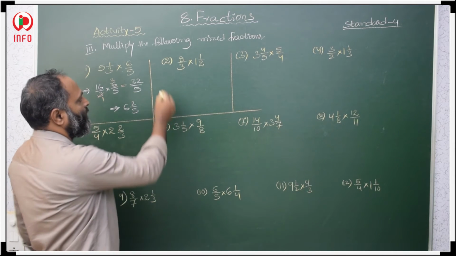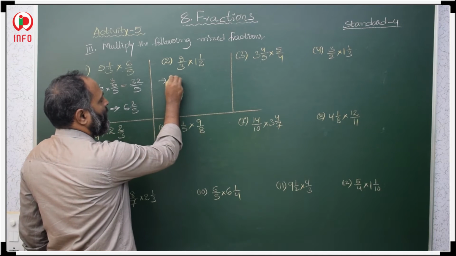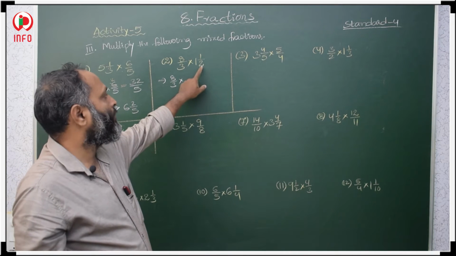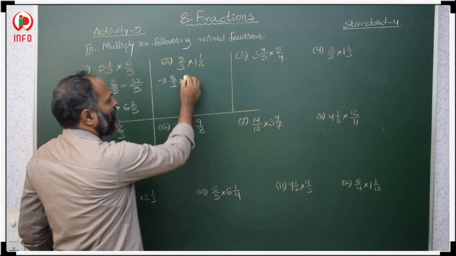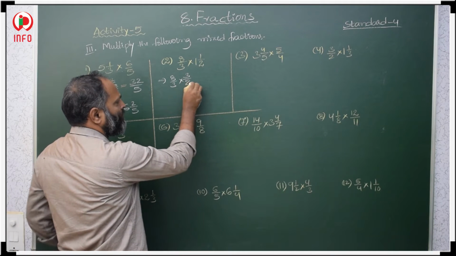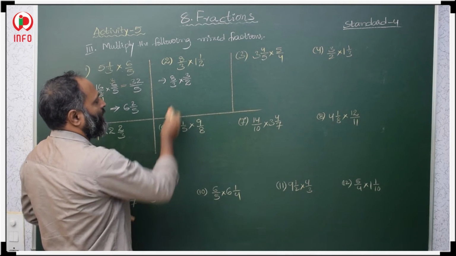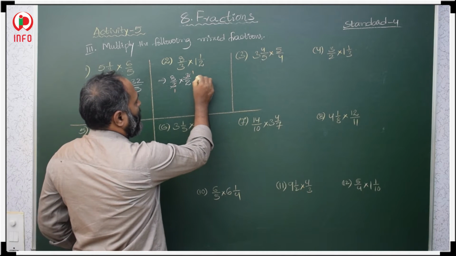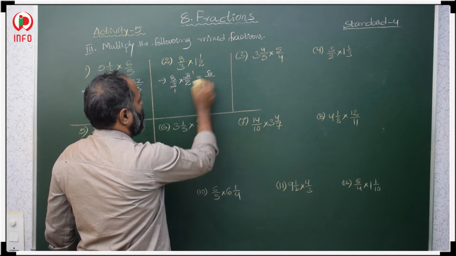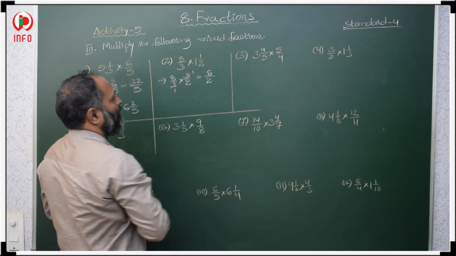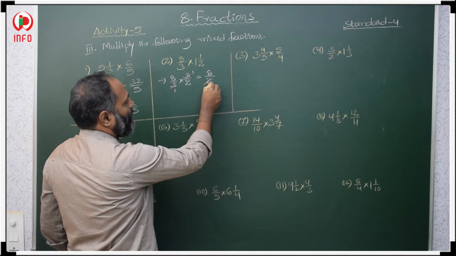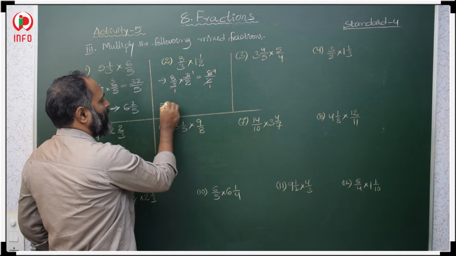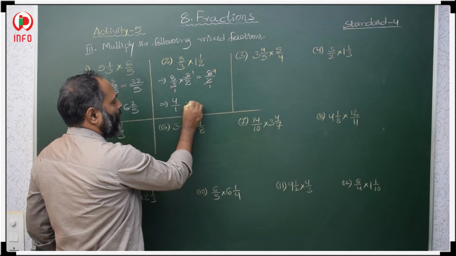Now, in this 8 by 3, same, we have to convert this into improper. 2 ones are 2, 2 plus 1 is 3, 3 by 2. These two have common factor 3, 3 ones are 3, 3 ones are 3. Now, in the numerator 8 ones are 8, 1 twos are 2, 8 by 2. Again these two have common factor 2, 2 ones are 2, 2 fours are 4 by 1. 4 by 1 means 4.